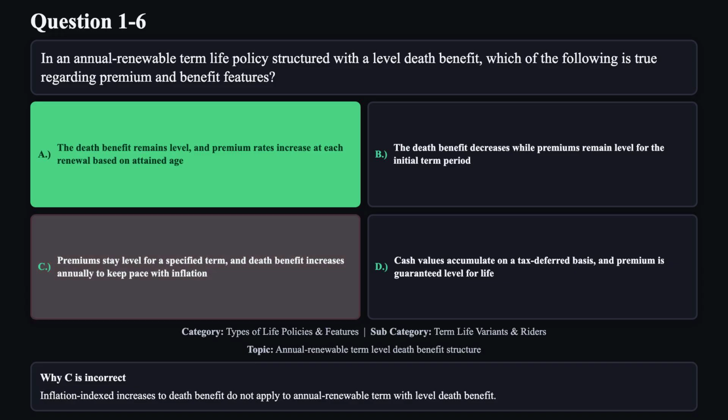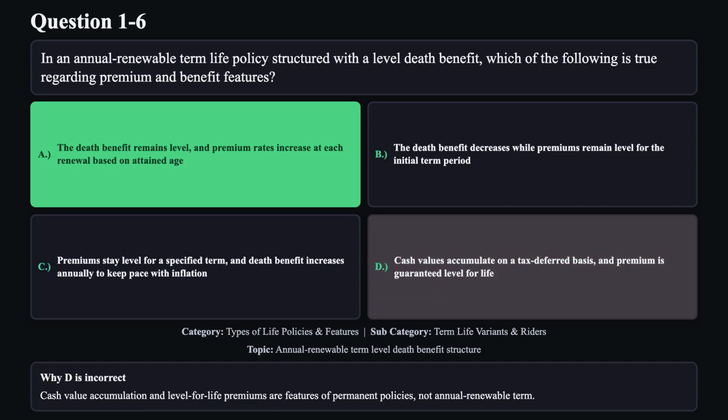Reason C is not correct. Inflation-indexed increases to death benefit do not apply to annual renewable term with level death benefit. Reason D is not correct. Cash value accumulation and level for life premiums are features of permanent policies, not annual renewable term.